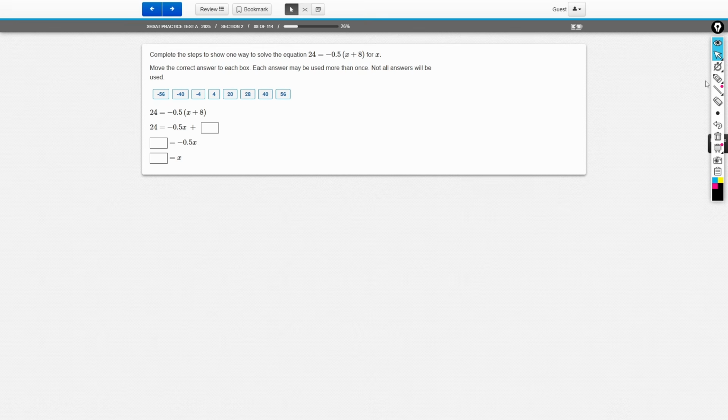Next. Here it's asking us to complete the steps to show one way to solve this equation, okay? So here I have 24 is equal to negative 0.5 times x plus 8. Now, this is their first step. They wrote it down just like I did. And now the second step, what they did was, well, let's look at it.